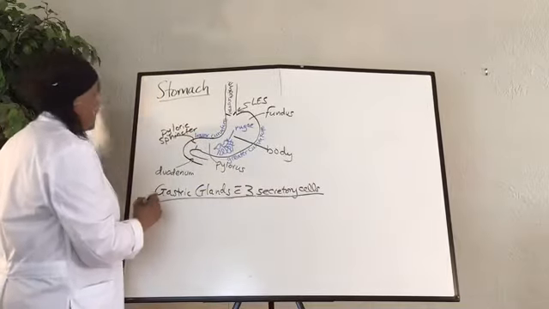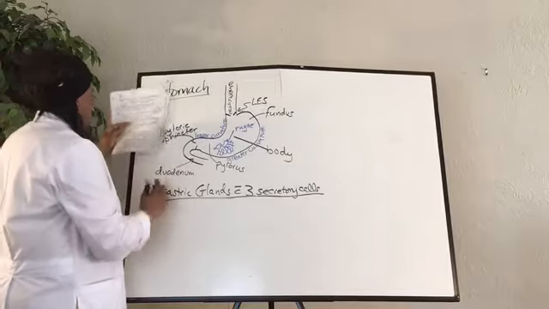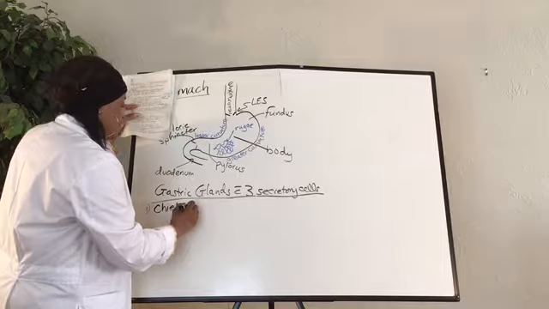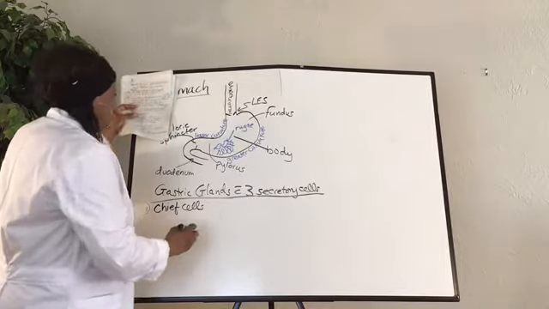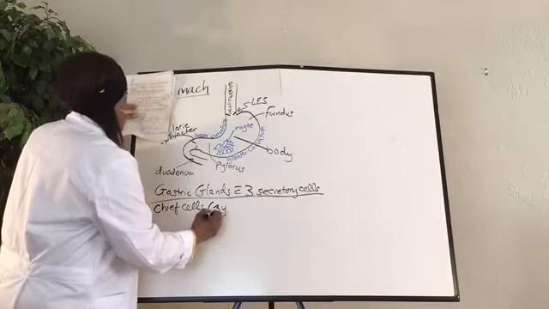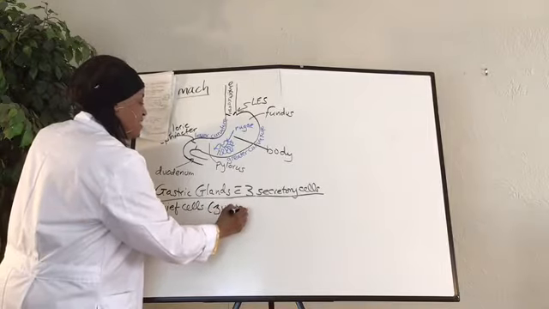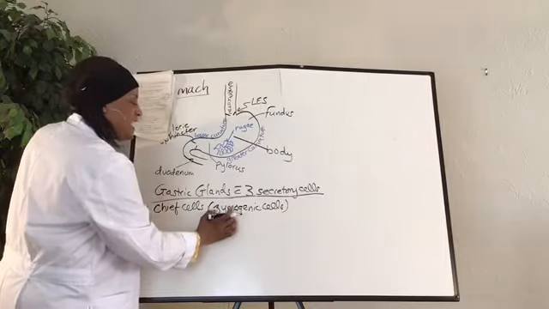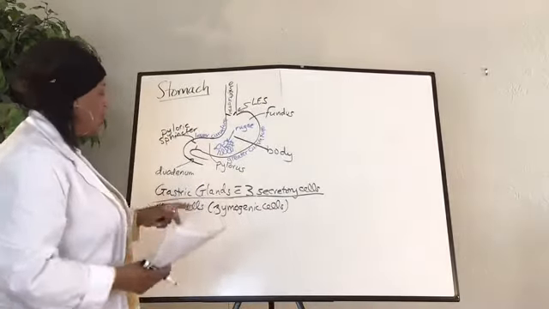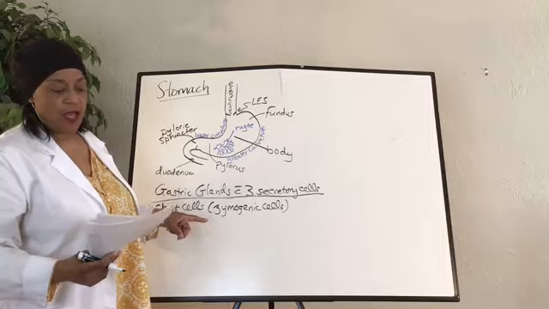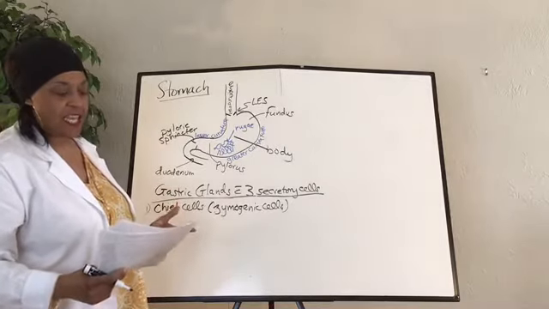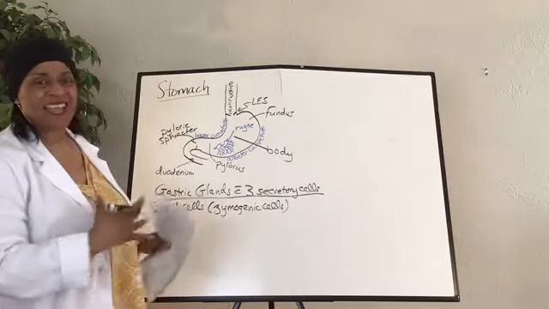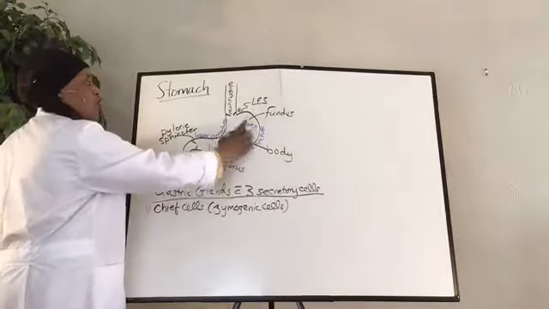So we have chief cells. Chief cells are these zymogenic cells. You can kind of see the word enzyme in there. So when you think about chief cells, think about that they secrete enzymes. And they secrete enzymes in the gastric juice. And the gastric juice is just all the stuff that goes on in the stomach.